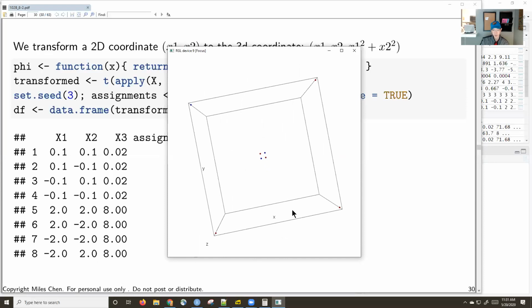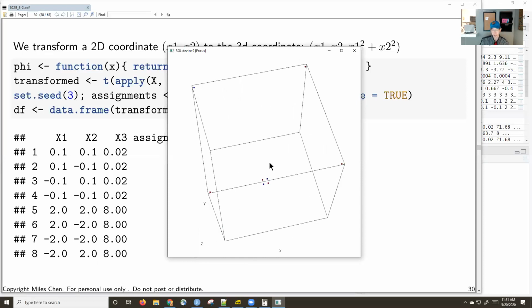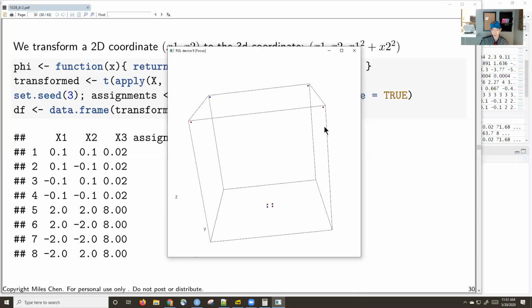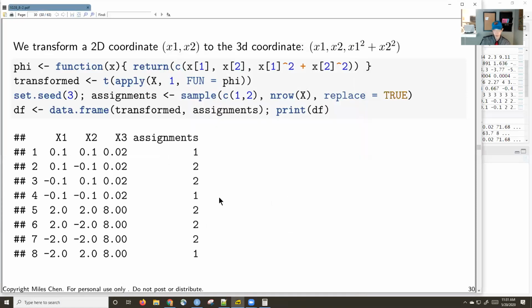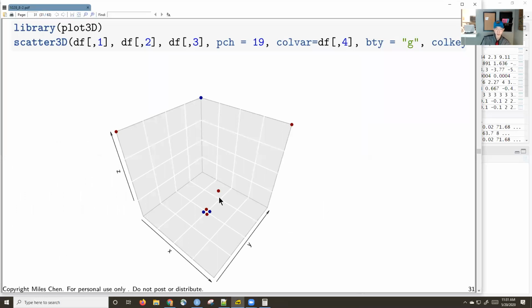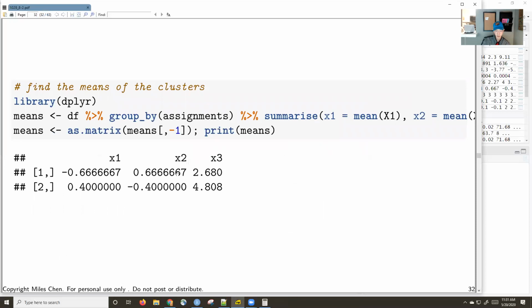What we've done is we've applied a 3D transformation to it. We've gone from 2D into 3D, and that projects these into a 3-dimensional space. That's what it looks like here. What we're going to do is calculate the centroid of each of those clusters.